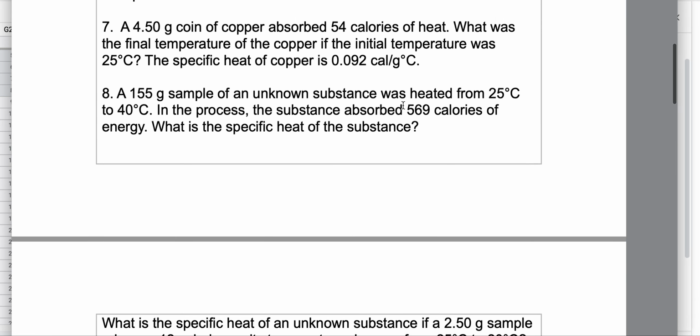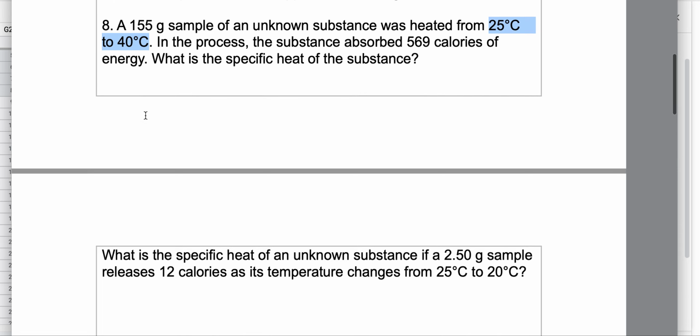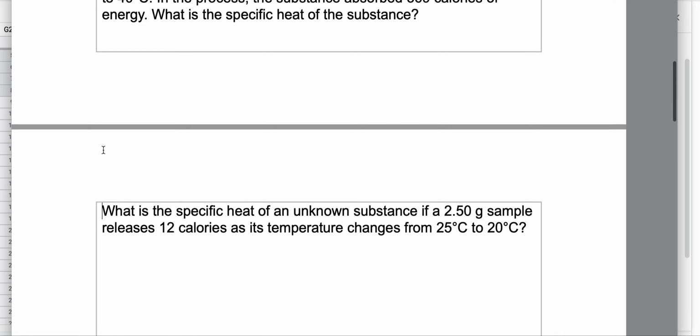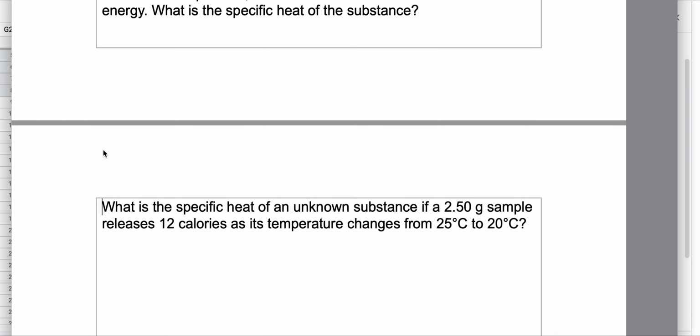So we're going to take the heat here, 569 calories, take that number, divided by the mass, and then divide by the change in temperature. You have to find the difference between 25 and 40 and divide by that. 569 divided by 155 divided by the change, the difference between 40 and 25. Okay, do that calculation, show the work, and then come back for number 9.